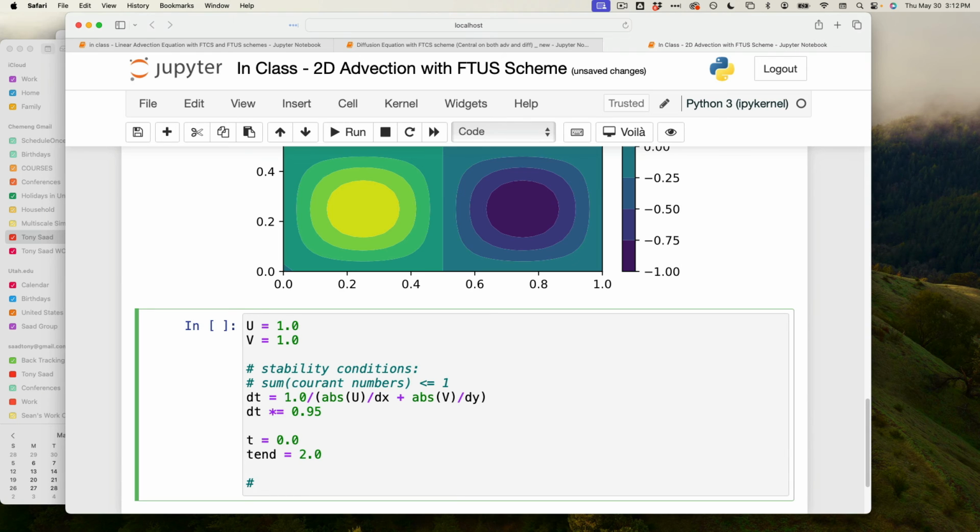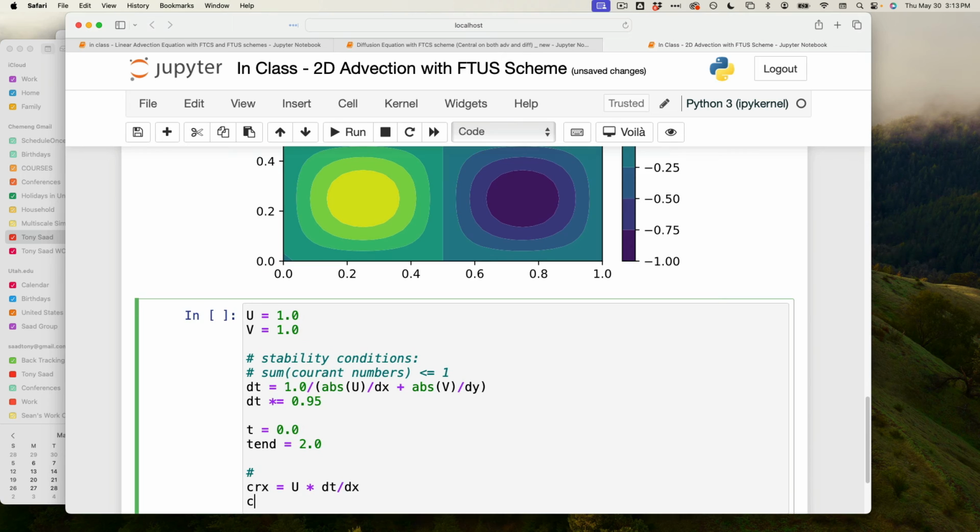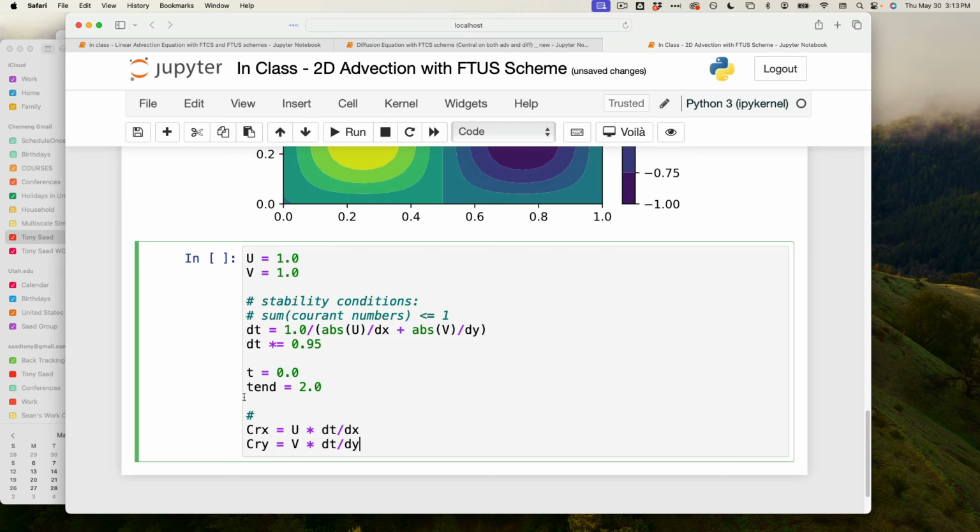And now I define my Courant x and Courant y because I know I'm going to have u dt over dx and v dt over dy in the formula, right? So I'm going to define Courant x, and this is a signed value in this case, not with the absolute value, because you need to advect in the correct direction, right? So u times dt over dx, and Courant y, let's capitalize his name, v times dt over dy. Right? Give you a second to catch up.